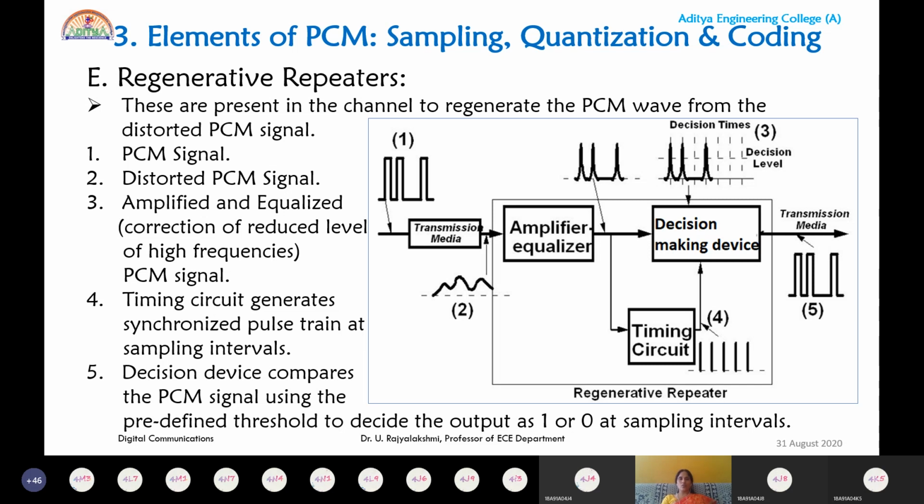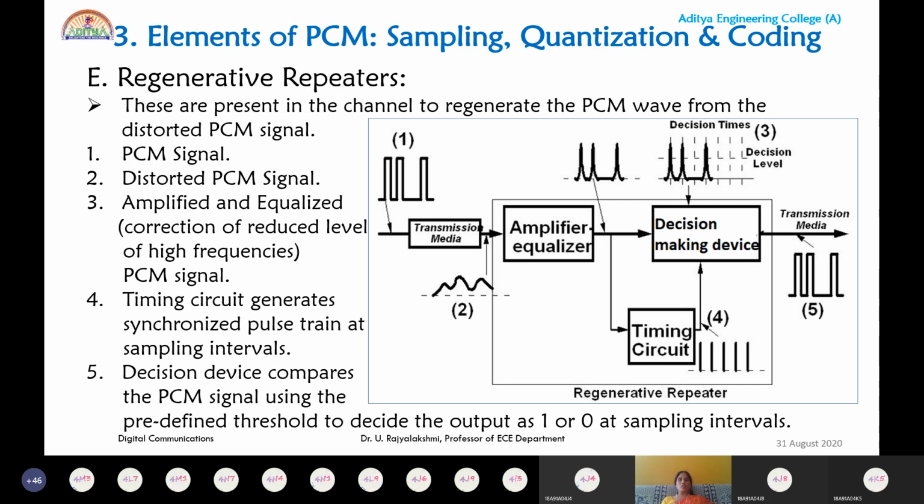I already told you I used the term equalizer so many times, and a decision making device. It makes use of a threshold level or decision level that is provided by the input magnitude. Please observe the block diagram of the repeater. This repeater consists of the amplifier, next the timing circuit, next the decision making device. Only 3 elements this repeater consists of.